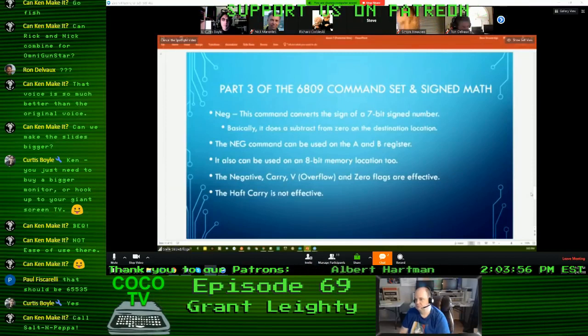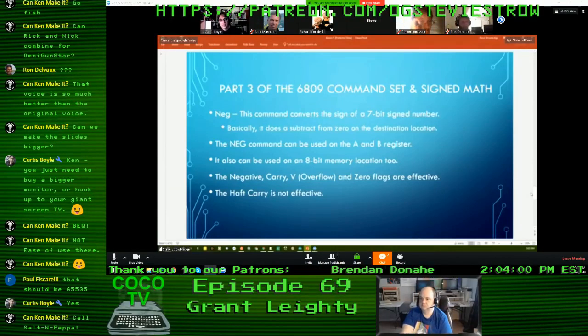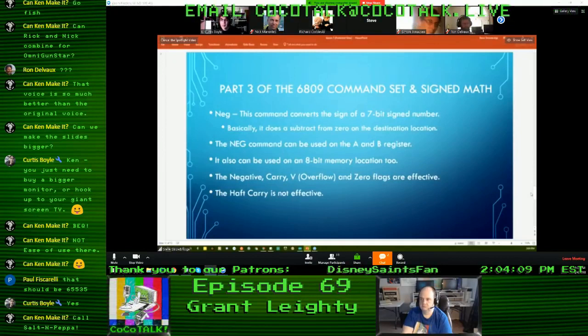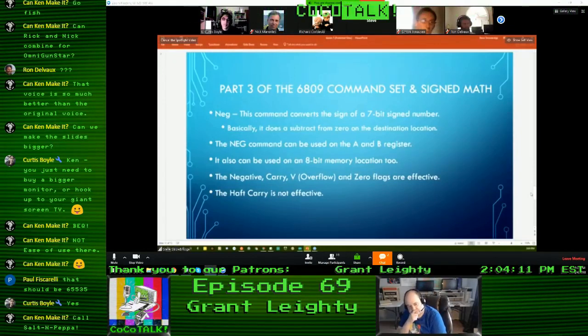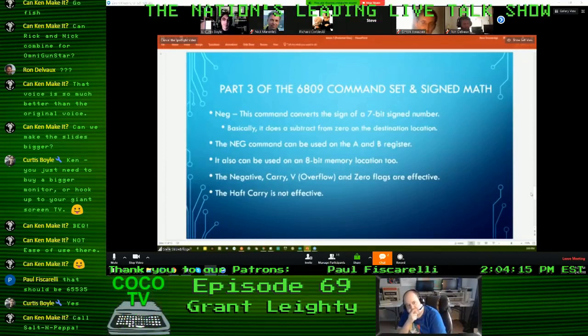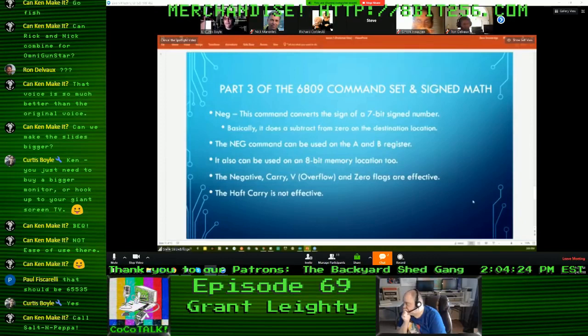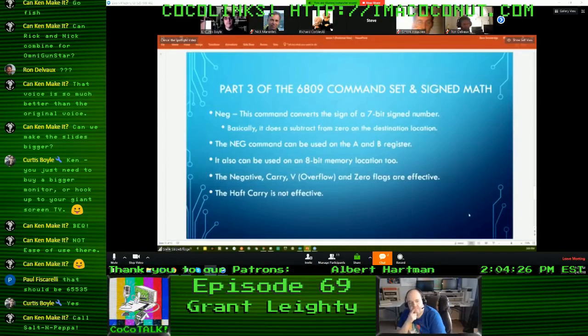And not only can you do a negate on the A and B registers, but you can also do it on an 8-bit memory location too. So if you have a variable that you're using, you can negate the number. And it affects the negative, the carry, the overflow, and the 0 flags. The half carry is not affected. But it's a very useful command for dealing with positive and negative. Pretty straightforward. Yeah, I think so.